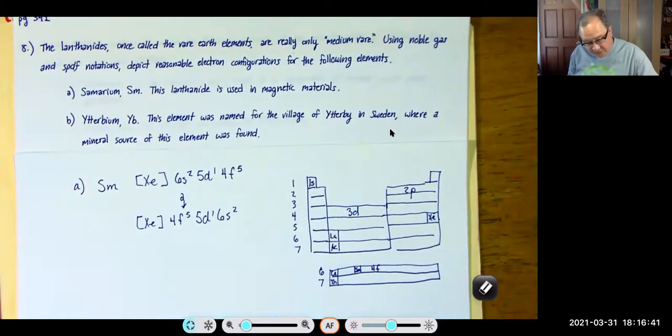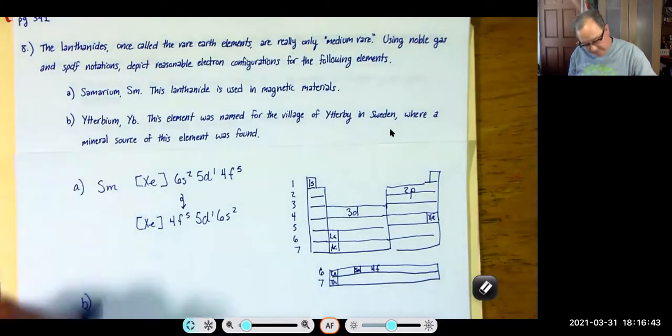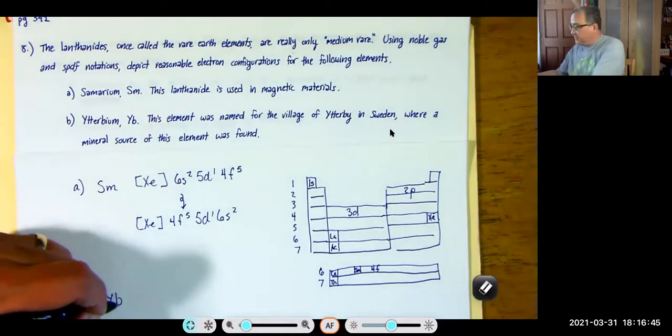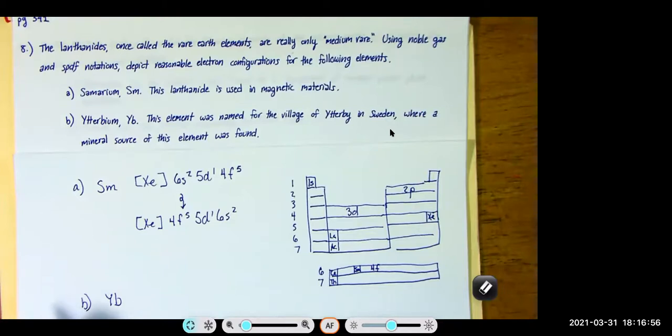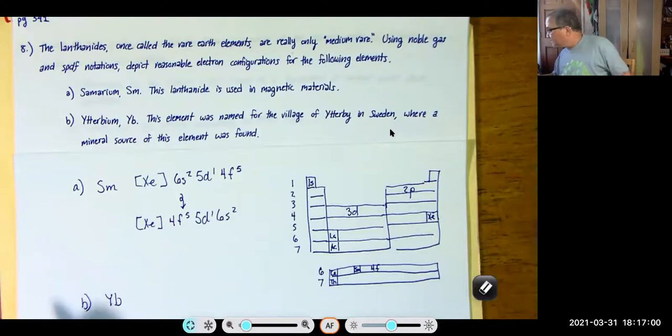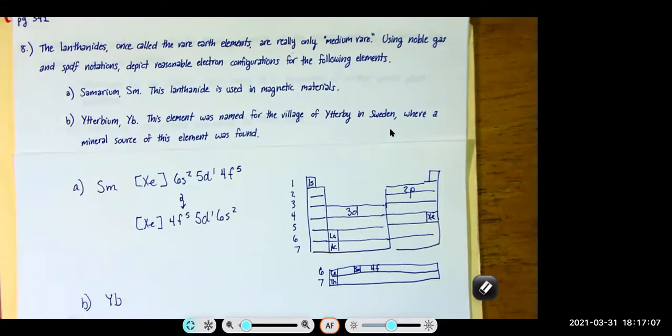Okay, so let's try this for ytterbium. Using your periodic table, where is ytterbium? It's the last lanthanoid. The last or second to last? It's the last one. The next one.